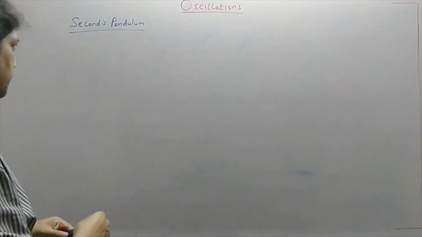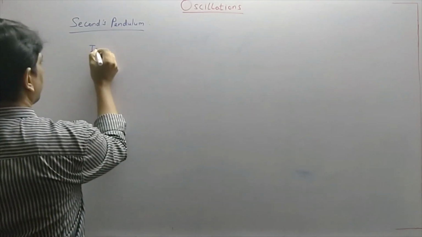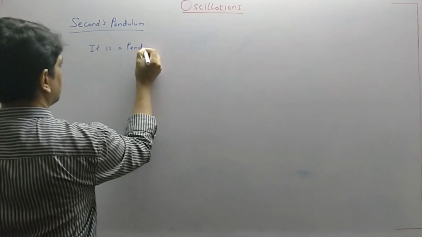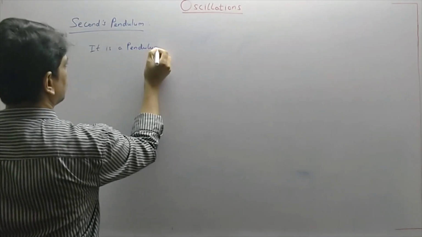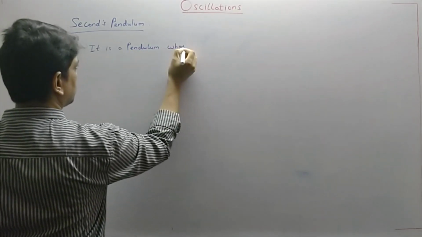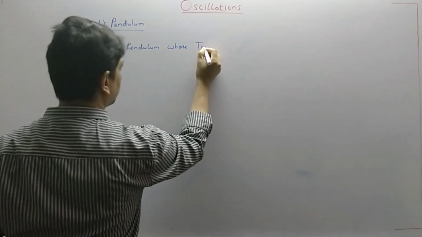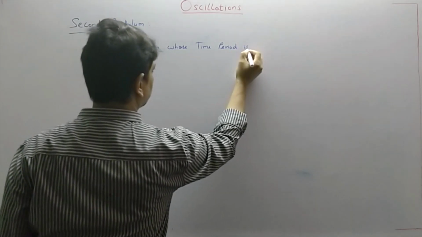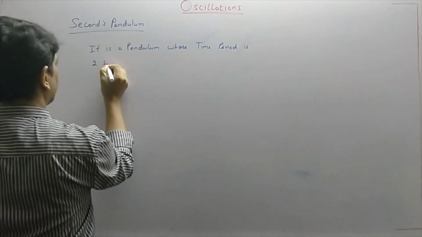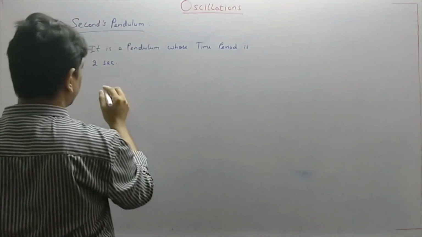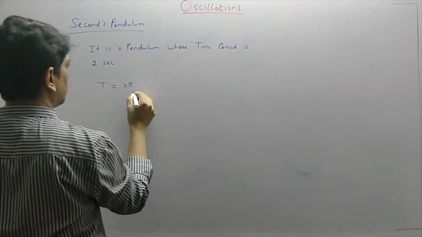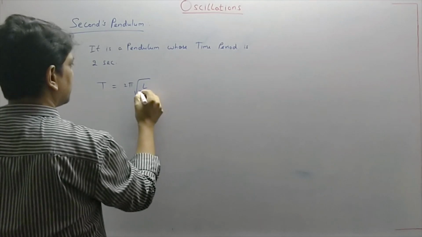So what is seconds pendulum? It is a pendulum whose time period is 2 seconds. Reference के लिए काम आता है. अब time period 2 seconds चाहिए. So my formula for pendulum क्या है? 2 pi under root of L upon g. आपको लेंथ कितना रखना पड़ेगा?